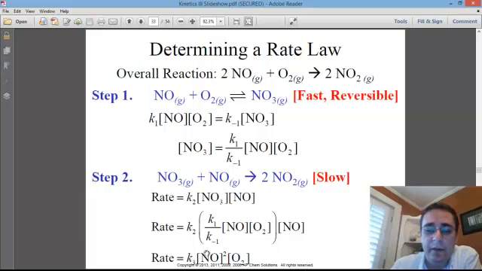And we're left with NO second order, O2 first order. And both of those are in my overall reaction. So I've just done a little trickery, a little magic here to create the overall rate law out of the slow step and not have to use an intermediate. And that, my friends, is the very last thing you need to know in regards to kinetics.